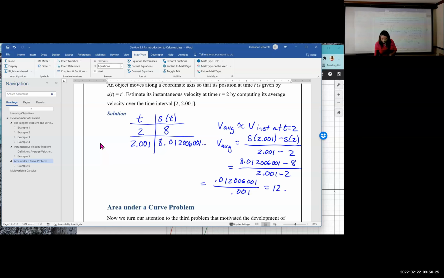I got 12.006001. What would you guess the instantaneous velocity to be? Does anybody want to make a guess? 12? Probably 12. I can't guarantee that, but probably 12. And how could we check it? Well, we could take the point (2, 8) and we could write the equation of the tangent line with slope 12 and see if it fits. All right. So we can do y minus 8 equals 12 times x minus 2.